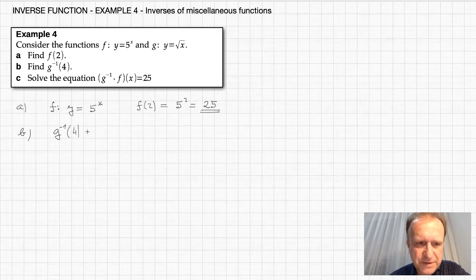Okay, so this is what we want. The trouble here is that we do not have the function formula for the inverse of g. We have to find it first. So let us start with g itself. The function g has the formula y equals square root of x, and of course this function is defined for x which are greater than or equal to 0.